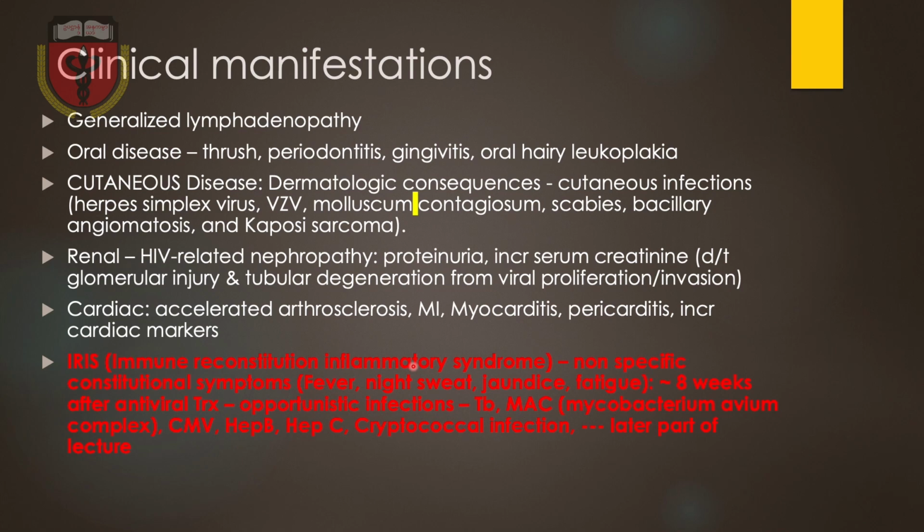At the same time, our immune system also starts rebounding, and along that line inflammatory responses happen, and opportunistic infections also happen in IRIS: TB, MAC, Mycobacterium avium complex, CMV, Hep C, and cryptococcal neoformans, cryptococcal infection. So these will happen. We will cover those in a later part of the lecture.